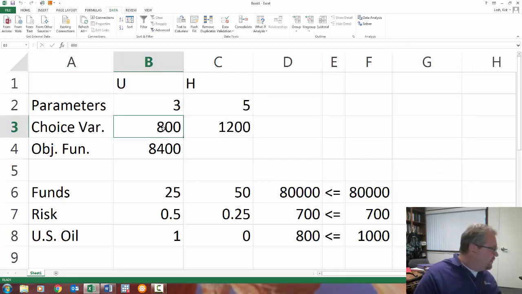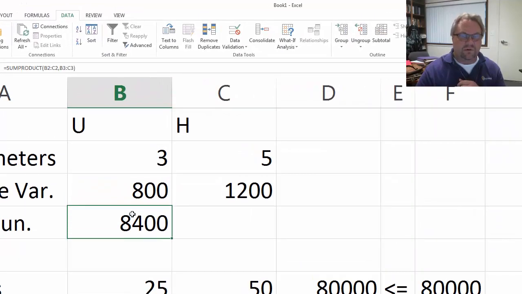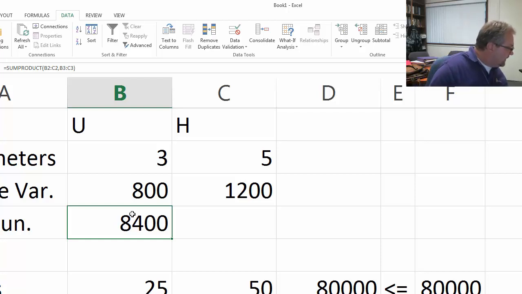Okay, so I am going to buy, because U is the number of shares, 800 shares of US Oil, 1,200 shares of Huber Steel, and my return is going to be $8,400. All right, so that was part A.